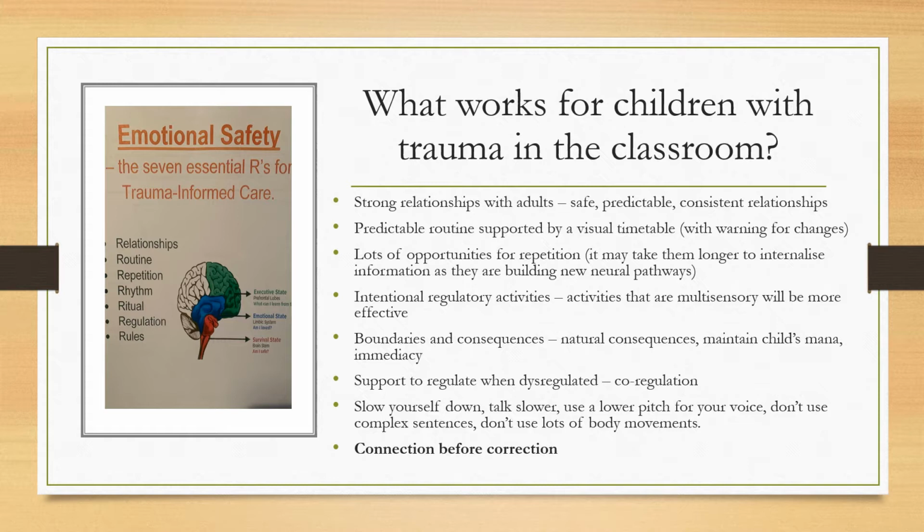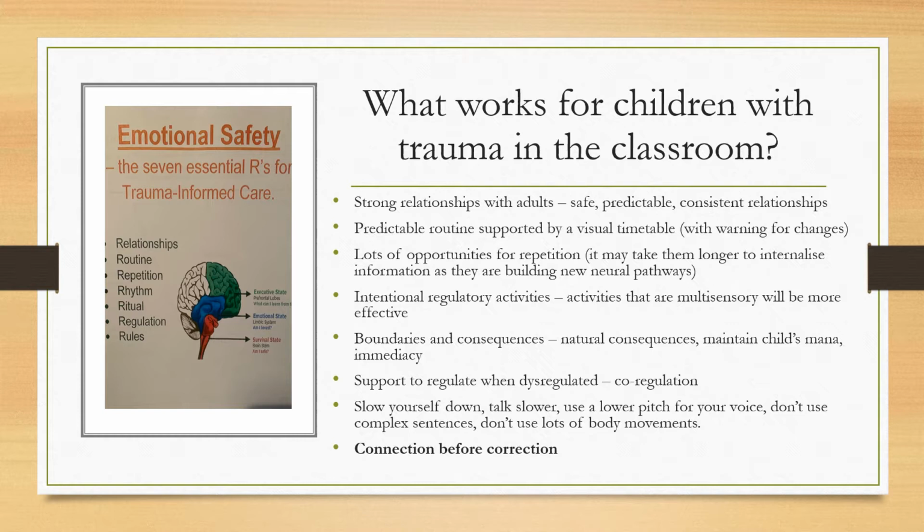Support the child to regulate when they're dysregulated, so use that co-regulation. They need you, okay? And sometimes, even though a child might be 4 years old, you might use a strategy that you use on a much younger child, because remember about that regression to earlier stages of development. Okay, so their brain might need a strategy for a younger child. So maybe, like perhaps giving them a little cuddle and rocking them might actually be a really effective strategy to help them regulate. Slow yourself down, talk slower, use a lower pitch for your voice.